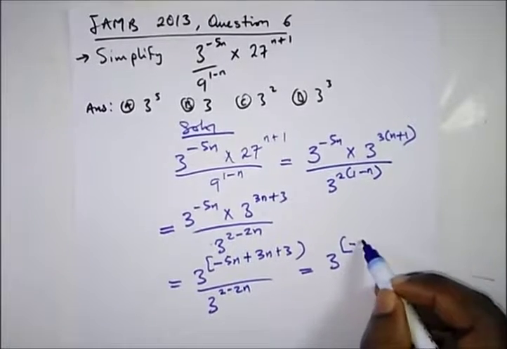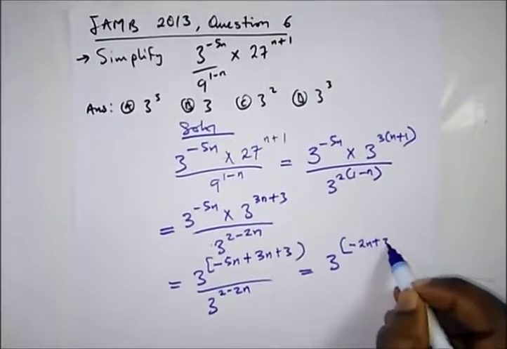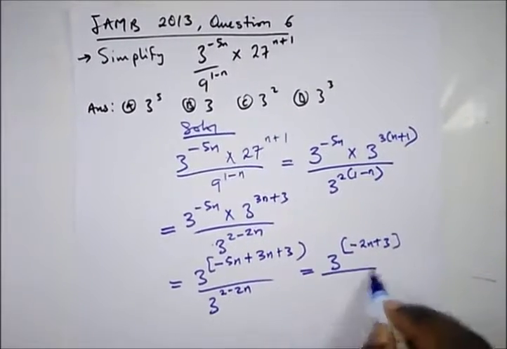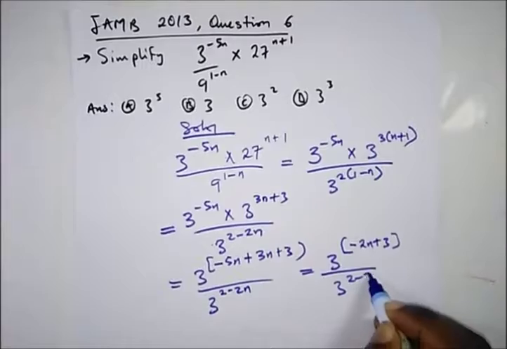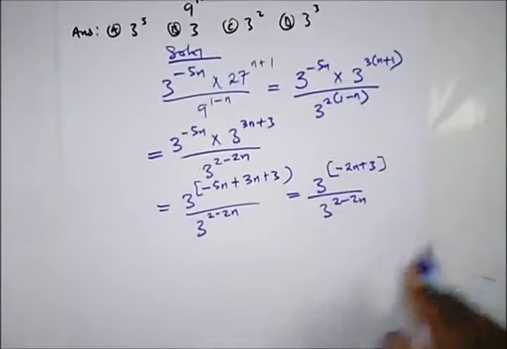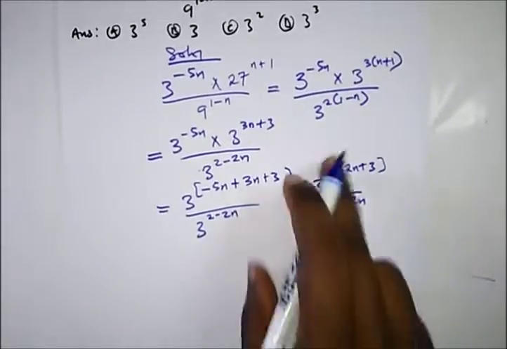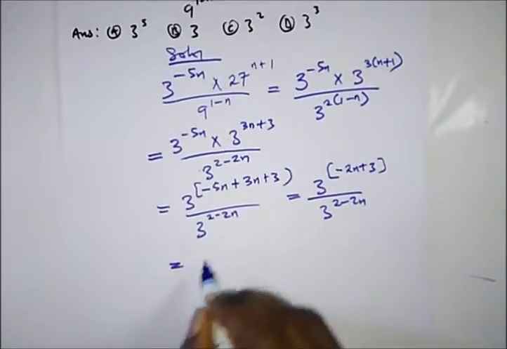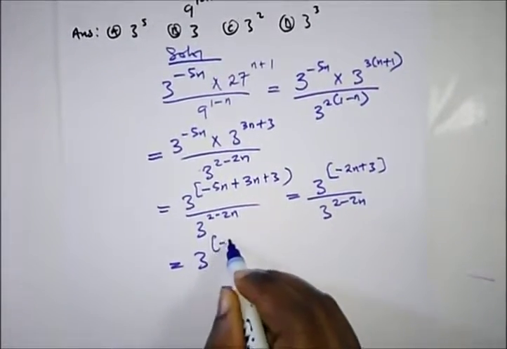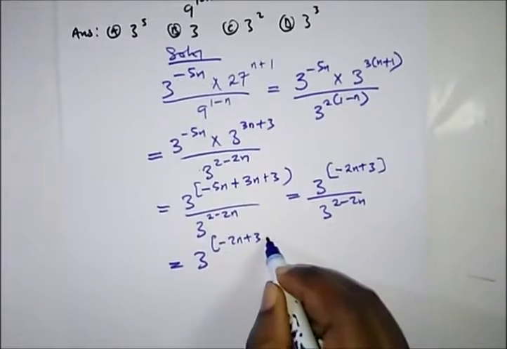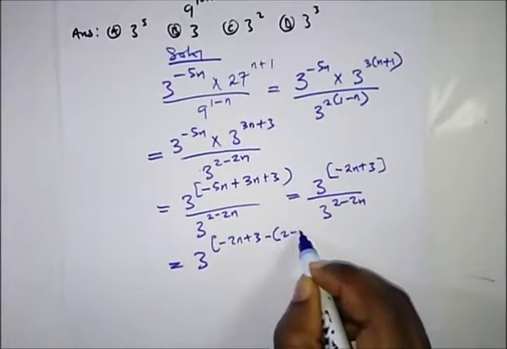minus 2n plus 3, right? Divided by 3 to the power 2 minus 2n. So here we now subtract this power, since this is division, having the same bases. So here we have 3 bracket minus 2n plus 3, minus bracket 2 minus 2n.